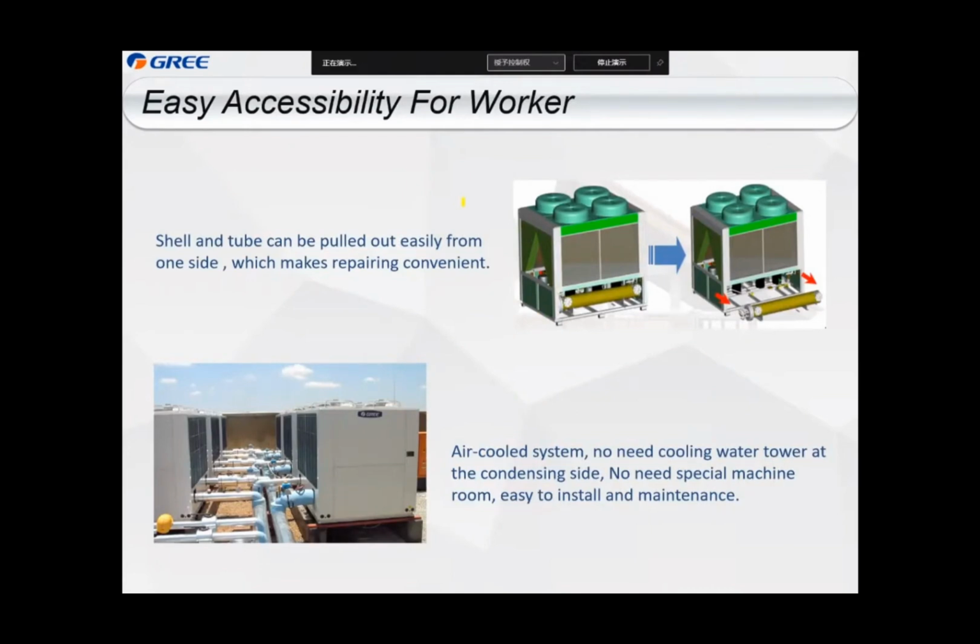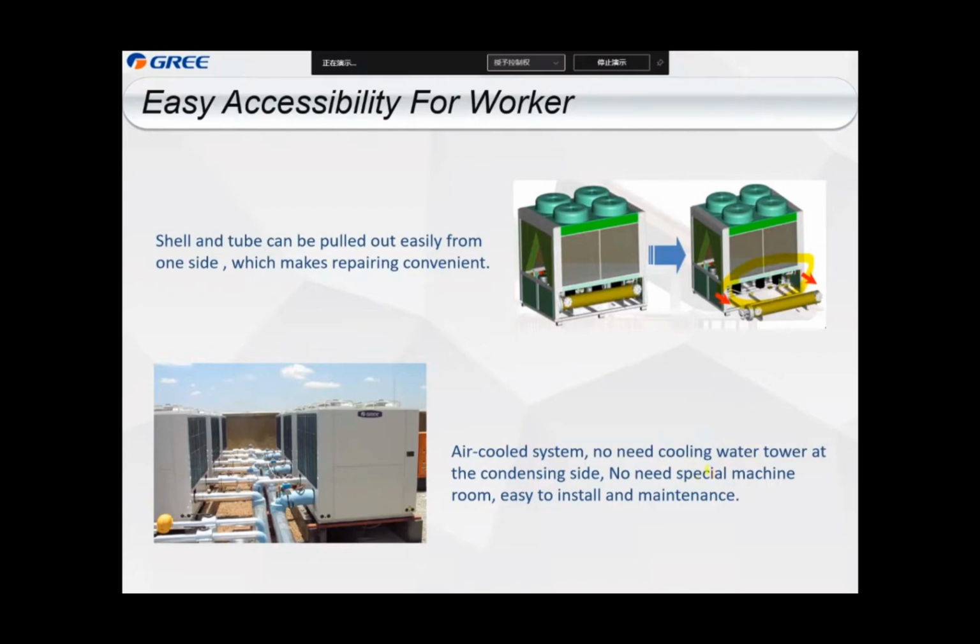And the next is easy accessibility for worker. This design is like this. We see the structure. The shell is at this side of the outdoor unit, so it can easily be pulled out during the maintenance. This is easy maintenance.